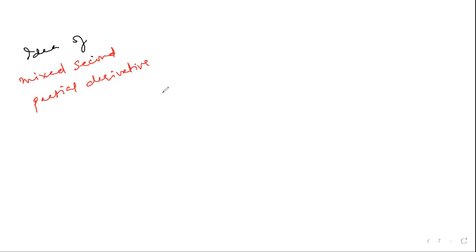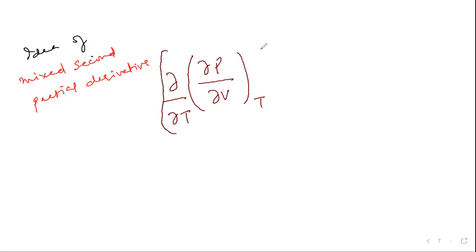Mixed second partial derivative. If I write dou P by dou V at constant T, then dou P by dou T at constant V, this is written as dou 2P by dou T dou V. What is the meaning of this?